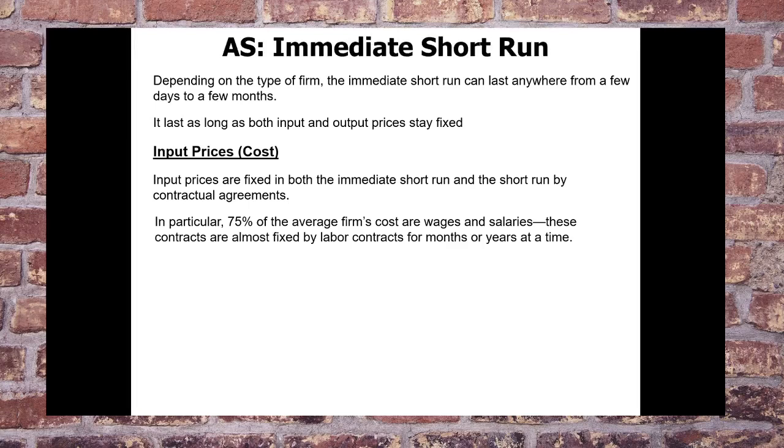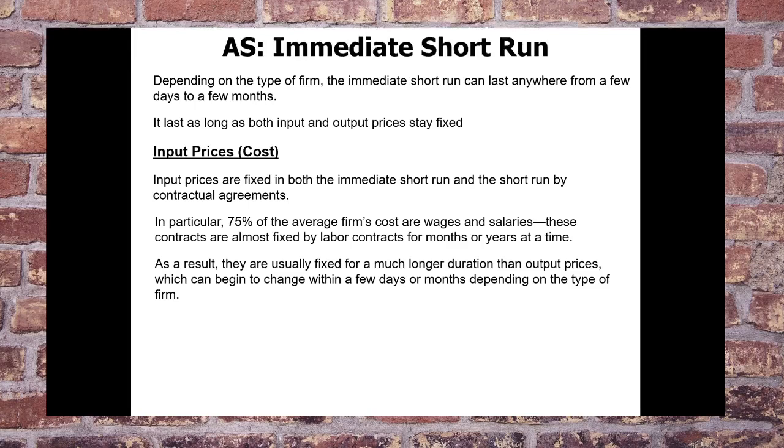Wages are usually set by a contract: you agree to certain salaries for a certain amount of time. And a lot of times you'll get into a contract with your vendor for other parts of the input cost. So it's very difficult for input prices to change that quickly. All right, so therefore they're fixed. And the time really just lasts until one of the prices, input cost or output prices, becomes flexible, then you're out.